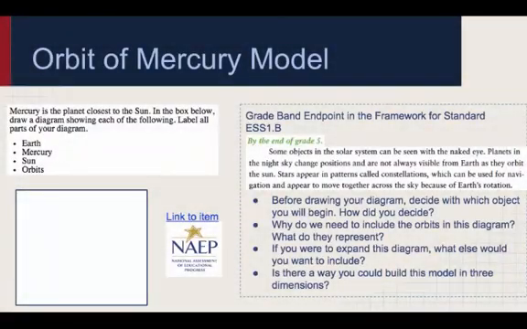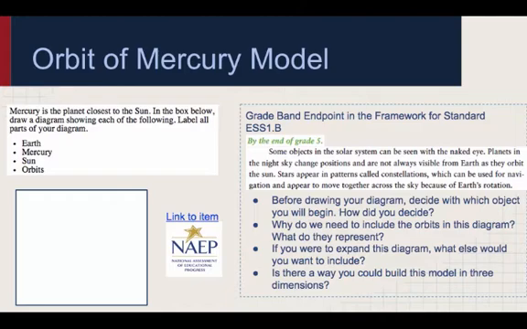Mercury is the planet closest to the Sun. In the box below, draw a diagram showing each of the following. Label all parts of your diagram: Earth, Mercury, Sun, orbits. This NAEP item requires students to create their own simplified model of the solar system using the listed components. Before students begin, they need to consider what else needs to be included that was not listed. One example is the scale of the model.